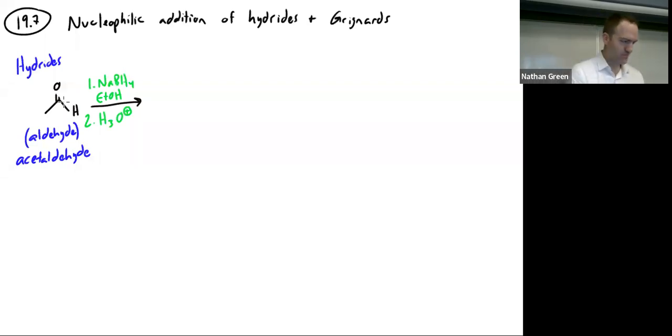Ethanol. Today is the first day of Oktoberfest, by the way, for Tolsons who enjoy that sort of thing. Ethanol is a primary alcohol. Aldehydes react with sodium borohydride to make primary alcohols.